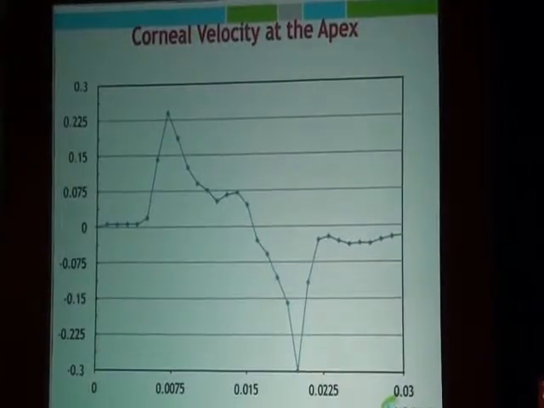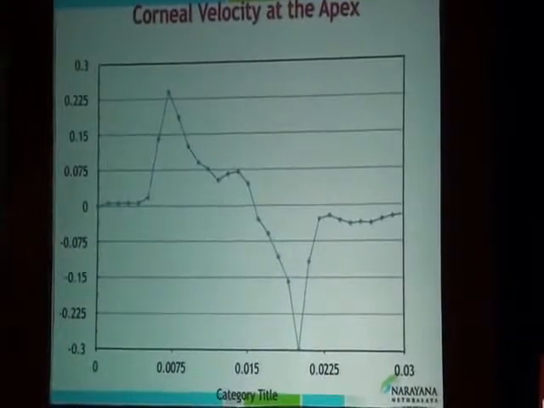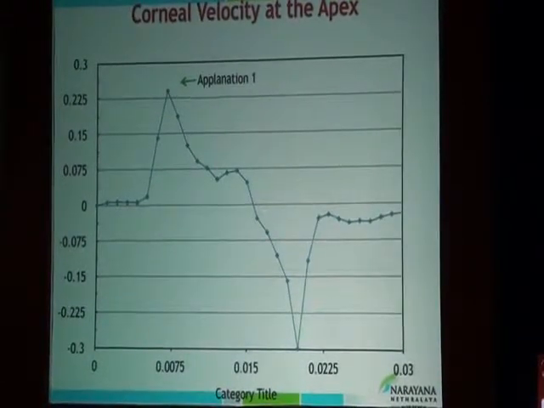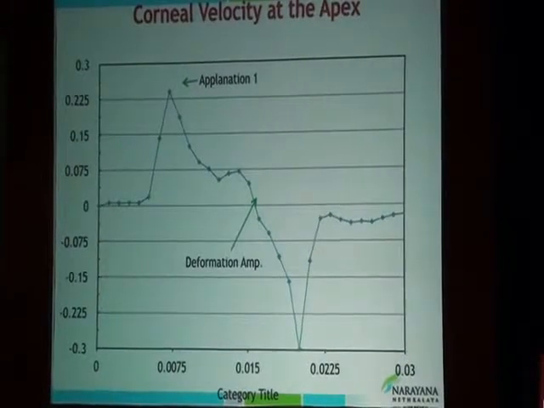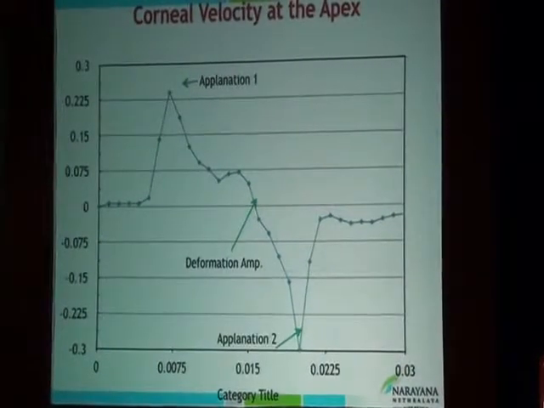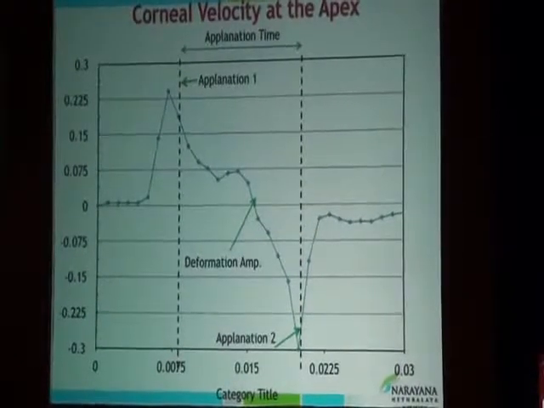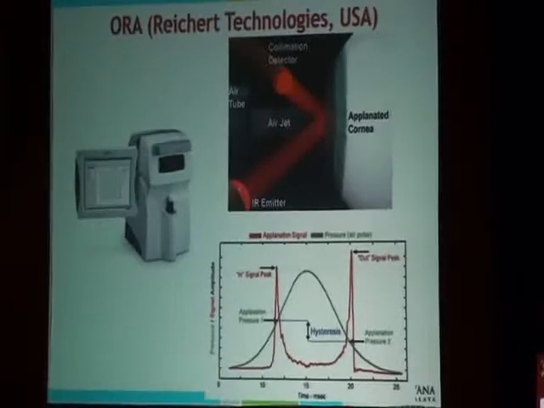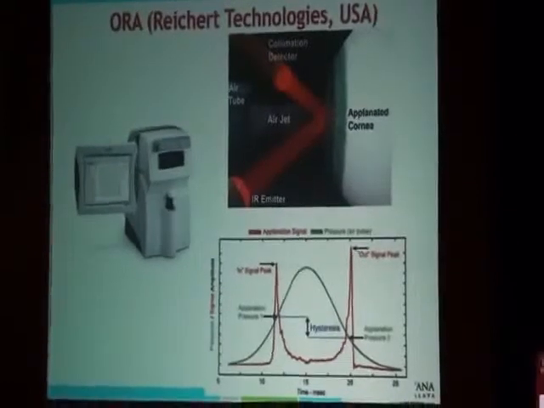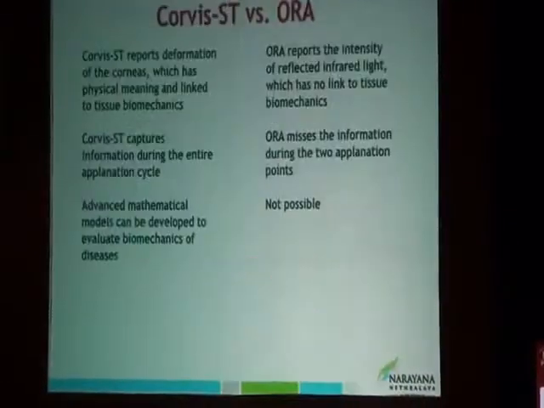So the corneal velocity of the apex can deviate across a point in time. So this is what we marked here as applanation 1, and this would be the deformation, and then there would be the second applanation. And that is the applanation time. This, of course, we all know is the ORA, and unlike the ORA, the Corvis actually reports how much the cornea moves in response to strain.